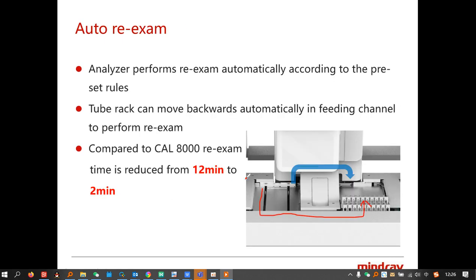But the Chaos 8000 Plus, I mean the Chaos 8000 with 6A Plus, supports directly the exam. So this point is not suitable to the Chaos 8000 Plus.